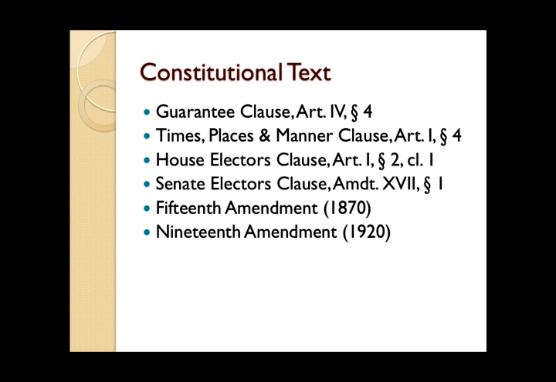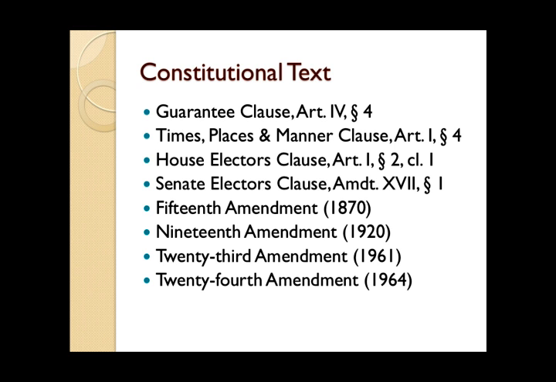The 19th Amendment prohibits discrimination based on sex. The 23rd Amendment guarantees the District of Columbia electors for president and vice president. The 24th Amendment prohibits poll taxes, which we'll look at in the next lecture. And the 26th Amendment guarantees the right to vote for 18-year-olds.